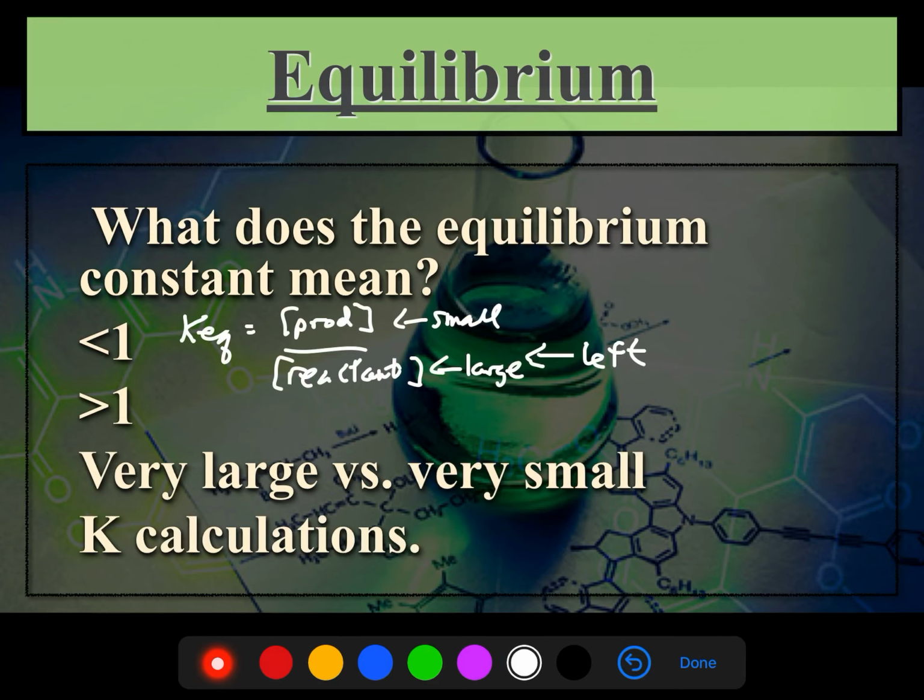Now, on the opposite end, if we have a KEQ greater than 1, that means that our product value is very large, just the opposite, and our reactant value is very small. So that means that the products dominate. So we would say that the position of the equilibria favors the products, and that the position of the equilibria lies to the right because the products are on the right side of the balanced equation.